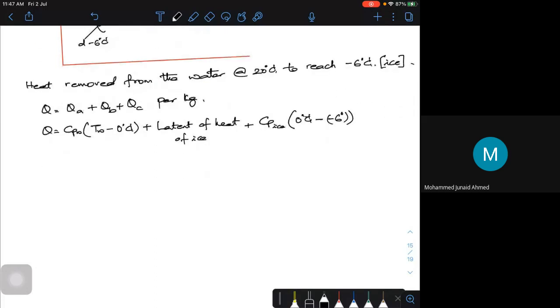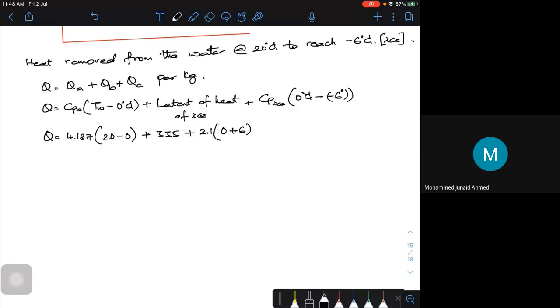Now let us substitute it. What is Cp of water? 4.2 or 4.187? 4.187 into 20 minus 0, plus 335 kilojoules, everything in kilojoules, plus 2.1 into 0 minus of minus 6, which is 0 plus 6. If I add everything, this is the amount of heat removed from the water, that is 431.34 kilojoules per kg.